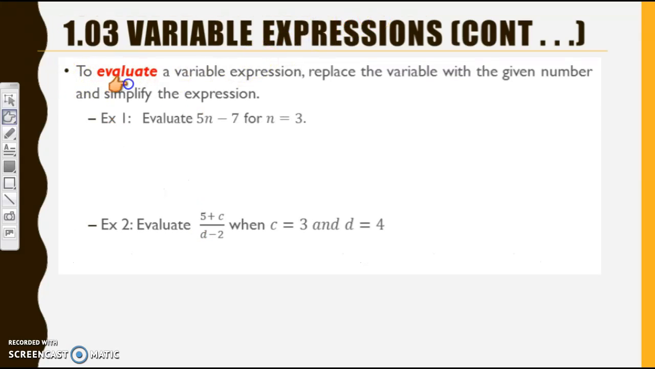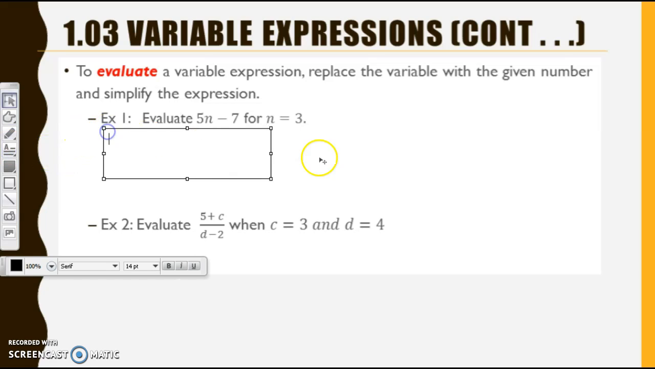To evaluate a variable expression, replace the variable with the given number and simplify the expression. Here's an example. Evaluate 5n minus 7 for n equals 3. So we have 5n minus 7, and what I want to do is replace n with 3. So 5 times 3 minus 7. 5n means 5 times n. So then I have 15 minus 7, and 15 minus 7 is 8. Okay, and that's how you do it right there.